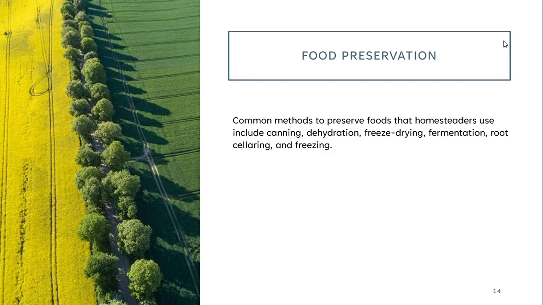Now we're going to talk about some food-related things for homesteading. So first up is food preservation. Common methods to preserve food that homesteaders use include canning, dehydration, freeze-drying, fermentation, root cellaring, and freezing.